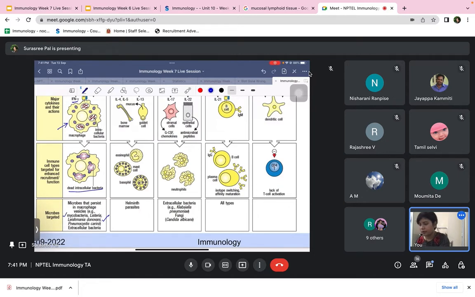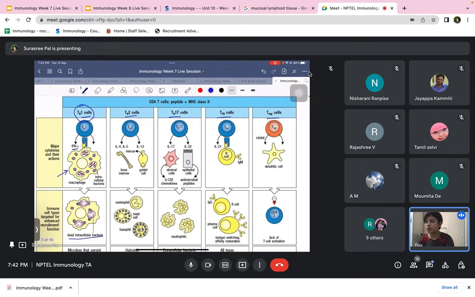Mycobacteria. These are very common infections which occur in our society, and these microbes enter inside the macrophages. They infect inside the macrophages, and these macrophages are induced to kill these intracellular bacteria with the help of Th1 signaling. Okay, next, coming to the Th2 cells.